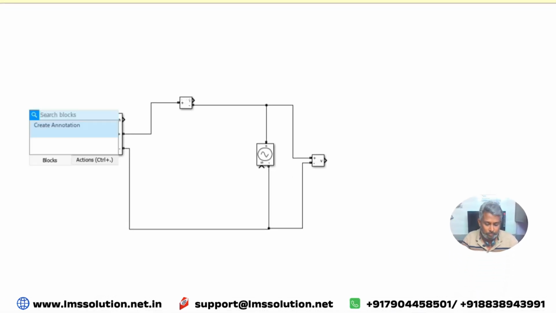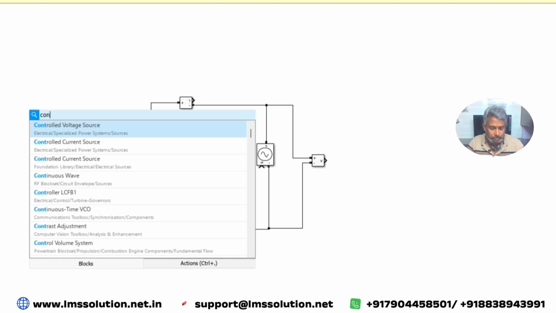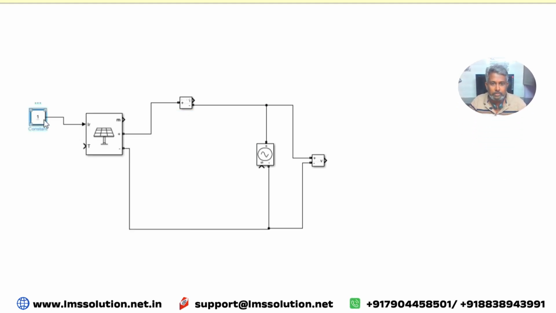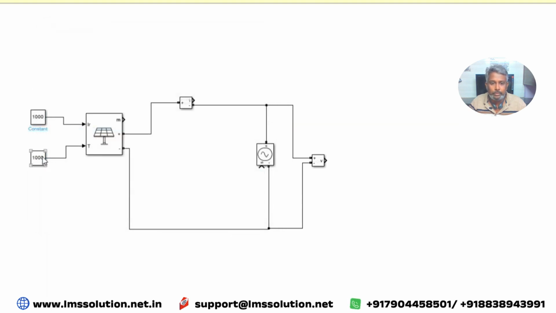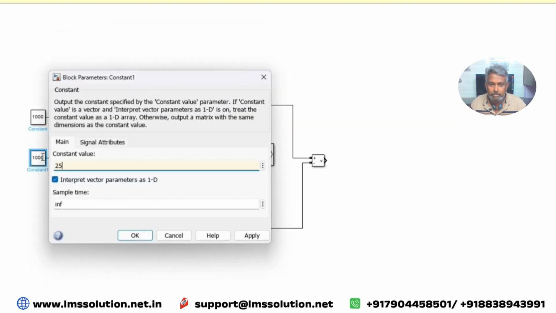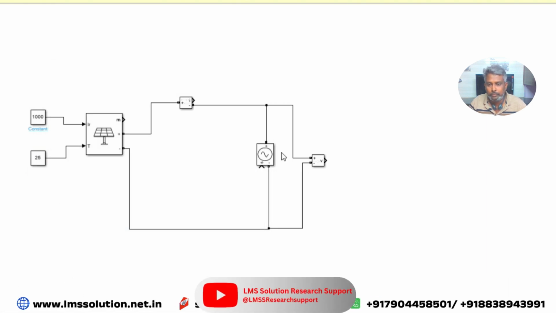and then I'm going to fix the irradiation, right? Just for that I'm going to use a constant. Irradiation is 1000, and temperature is 25 degrees Celsius. This is the standard test condition. So now we need to vary the voltage across the PV.